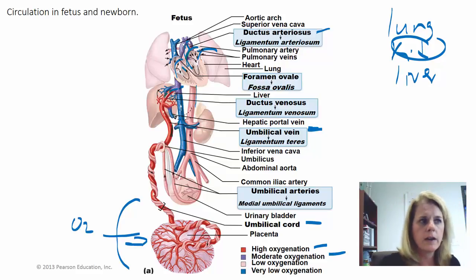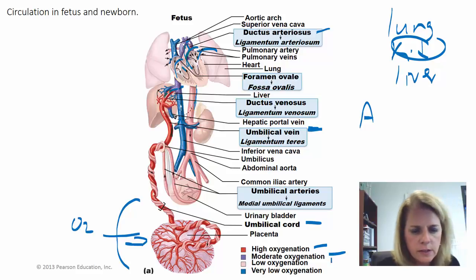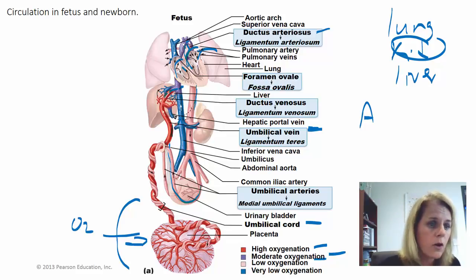Body vessels going away from the heart are called arteries. And you'll see this blood is pretty low oxygenated. So this is the low oxygenated arterial blood that's going out to the rest of the body. These arteries are then going to go into the umbilical cord as umbilical arteries. They're going away from the heart.